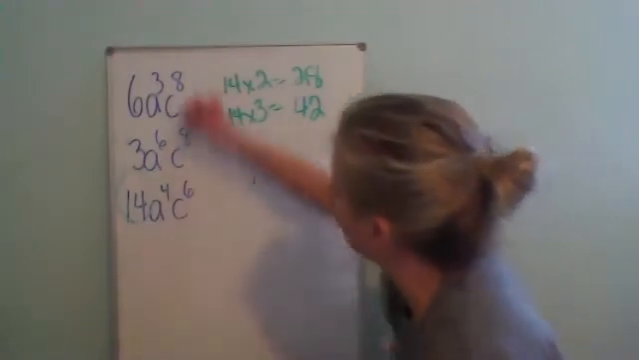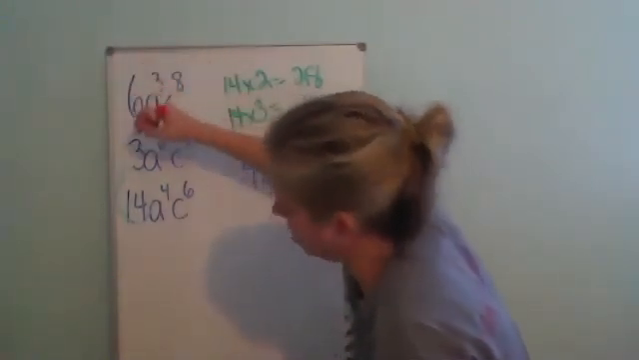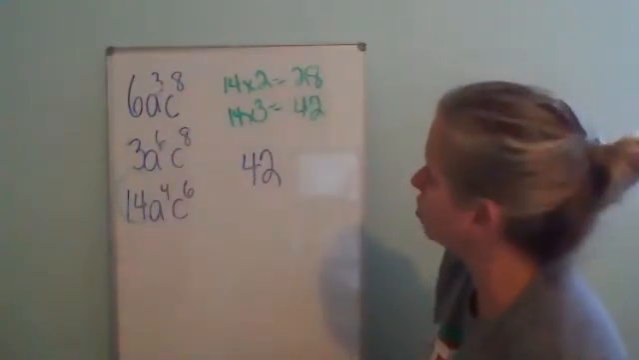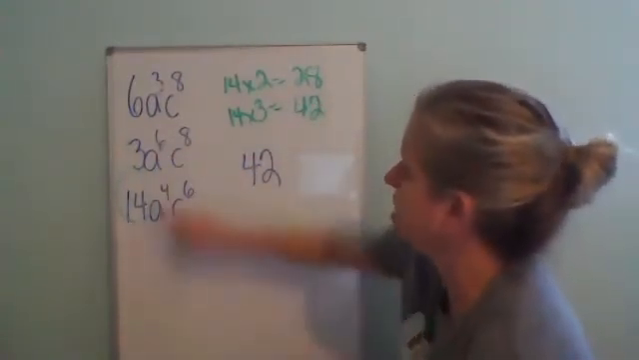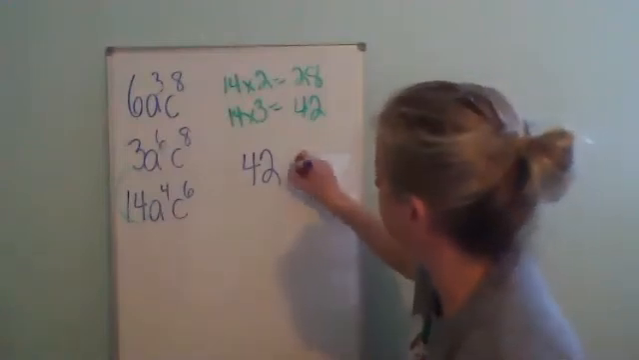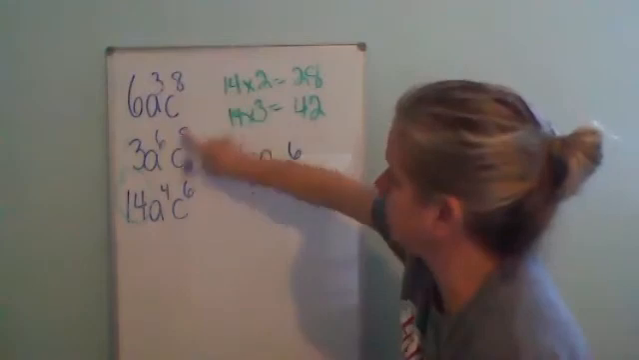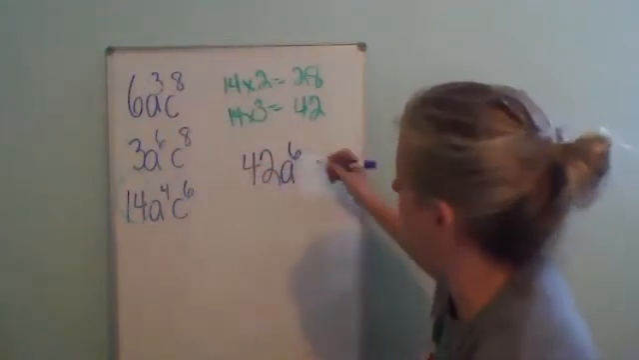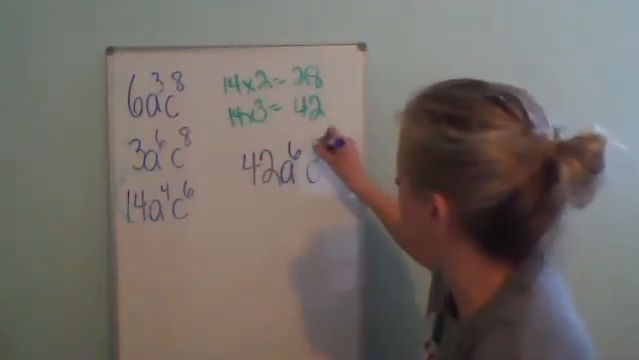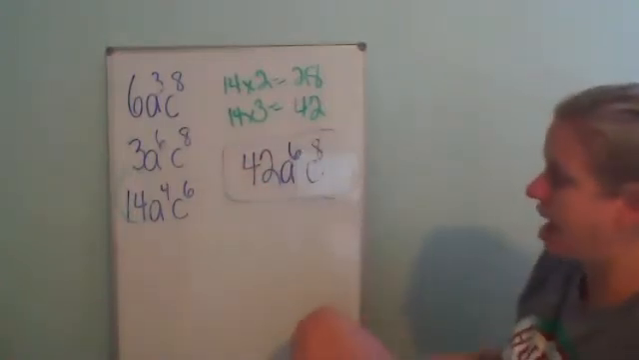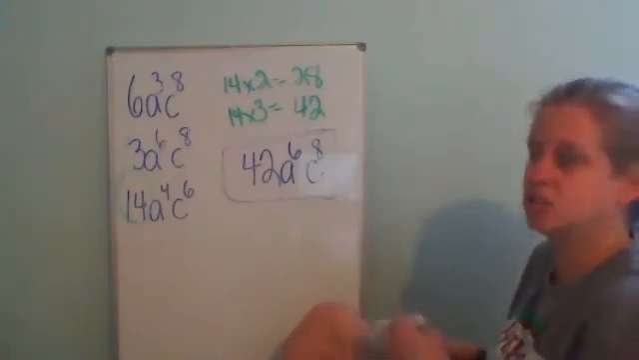Now, look at your A's. Got a to the third, a to the 6th, and a to the 4th. So which one is your highest exponent? That a to the 6th. Then your C's, you've got c to the 8th, c to the 8th, and c to the 6th, which means the highest exponent is c to the 8th. So 42, a to the 6th, c to the 8th.